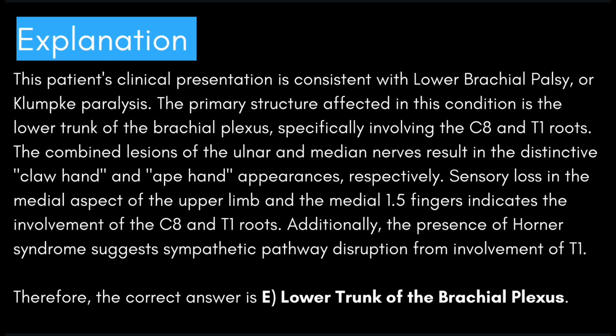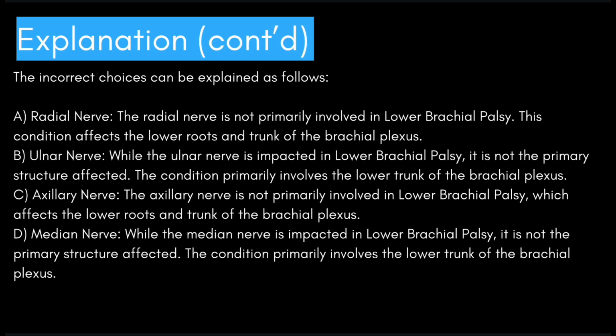Let's go ahead and see why the other answer choices are incorrect. Radial nerve. The radial nerve is not primarily involved in lower brachial palsy. This condition affects the lower roots and trunk of the brachial plexus. Ulnar nerve. While the ulnar nerve is impacted in lower brachial palsy, it is not the primary structure affected. The condition primarily involves the lower trunk of the brachial plexus.